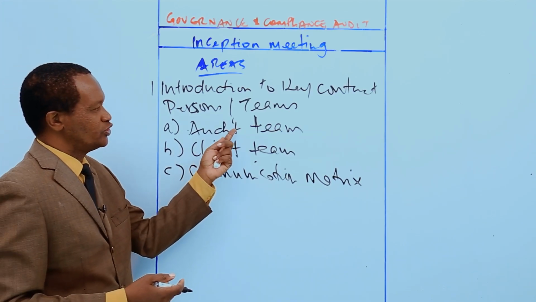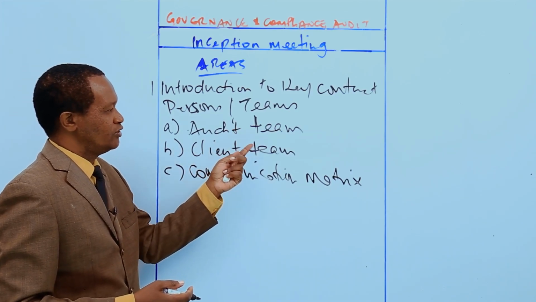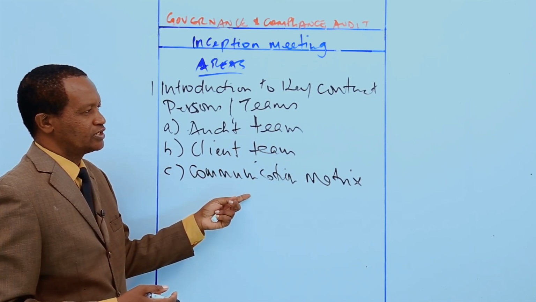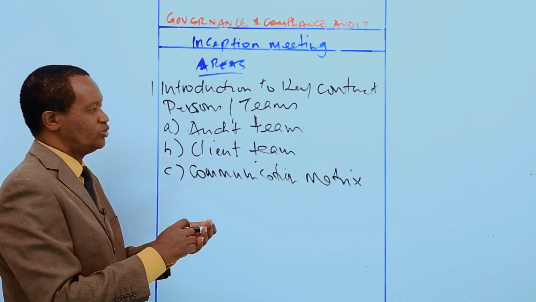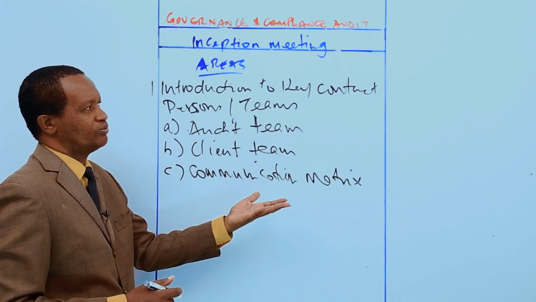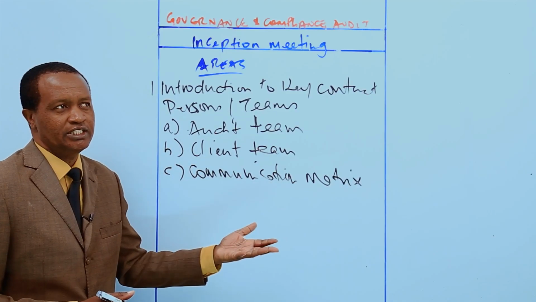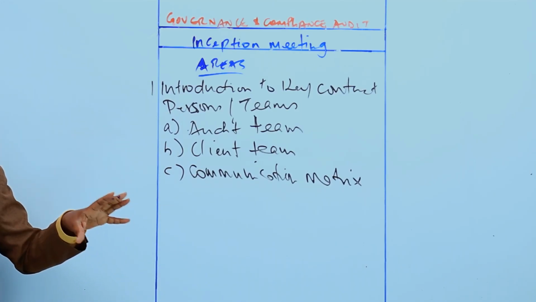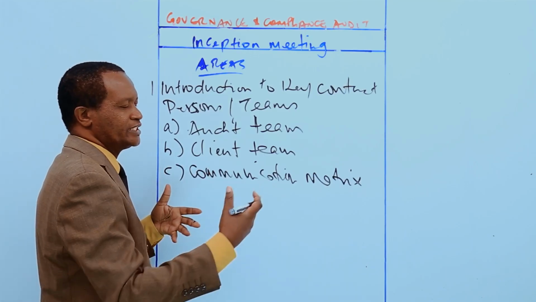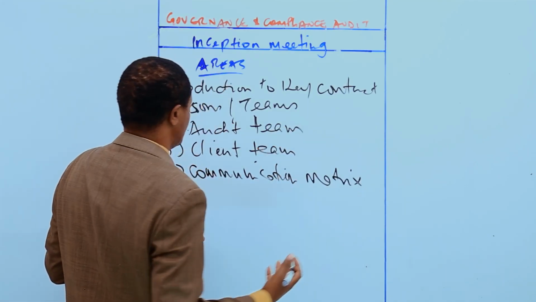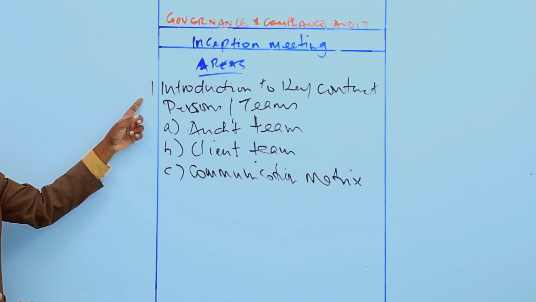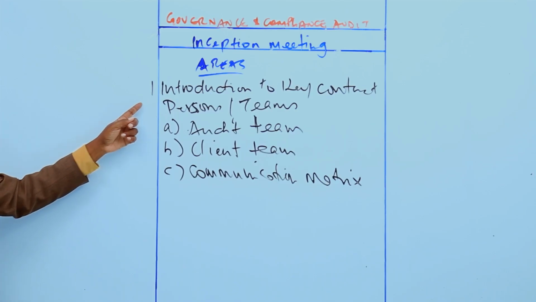So after introducing the members of the audit team and the members of the client, there has to be the communication matrix, where it is established who will be providing information on legal compliance, information on IT, information on technical compliance questions, who will be requesting data and who will be providing data, and so on. So that's the first key area of the inception meeting: introduction to key contact persons and teams.